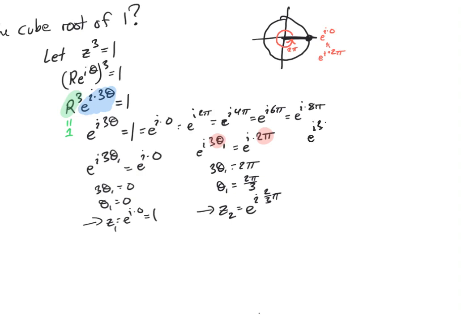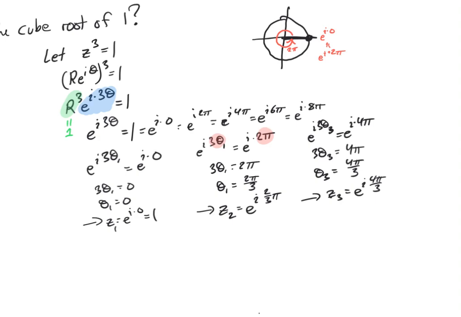e to the i times 3 theta 3 is equal to e to the i times the next way of expressing the number 1, which is e to the i times 4 pi. I've now gone around my circle once and then twice. And this gives me 3 theta 3 is equal to 4 pi, and that theta 3 is equal to 4 pi over 3. And this implies that my third root is equal to e to the i times 4 pi over 3.